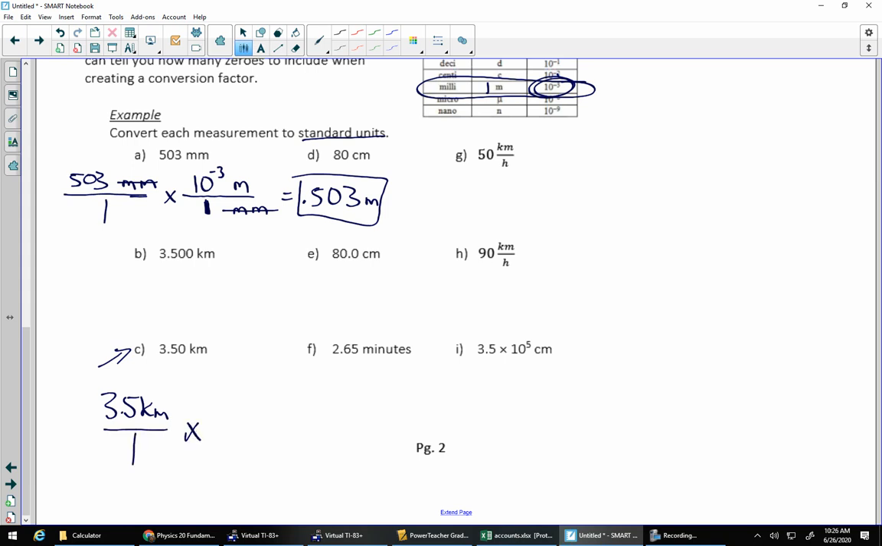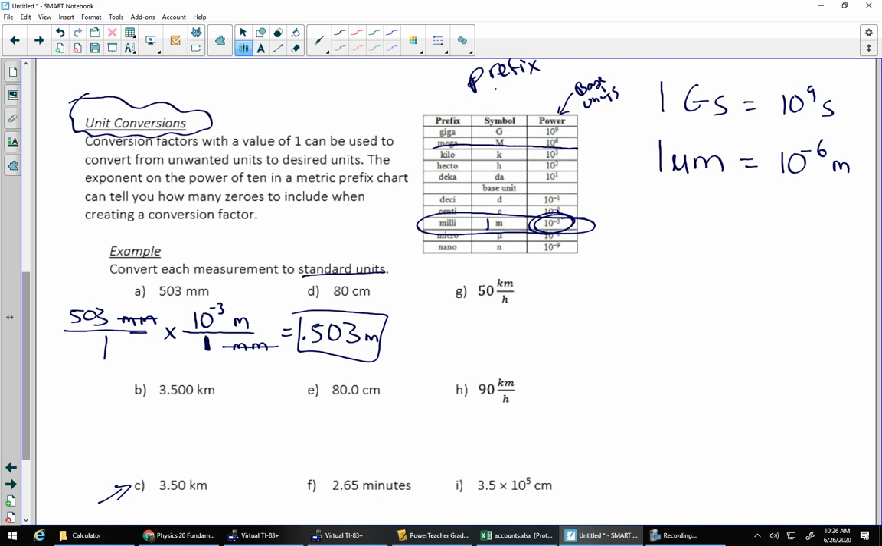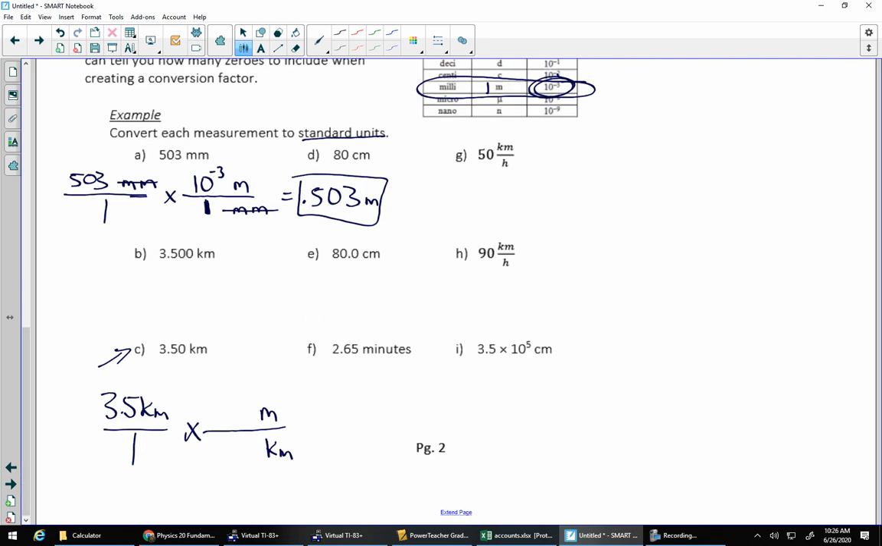We want to think about canceling out kilometers. So my conversion factor, where does kilometers need to go? Top or bottom? It needs to go on the bottom. Excellent, because things on the top cancel with things on the bottom. Things in the numerator cancel with things in the denominator, however you want to say it. I want to end up with meters, so meters has to go on the top. Let's go back up to our little chart here. Kilo, there it is. Kilo means 10 to the power of 3, so 1 kilometer is equal to 10 to the power of positive 3 meters.